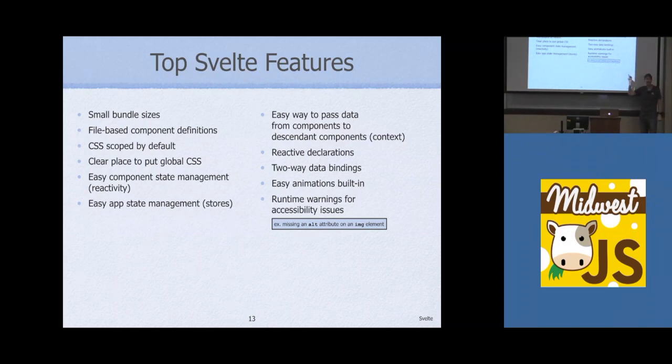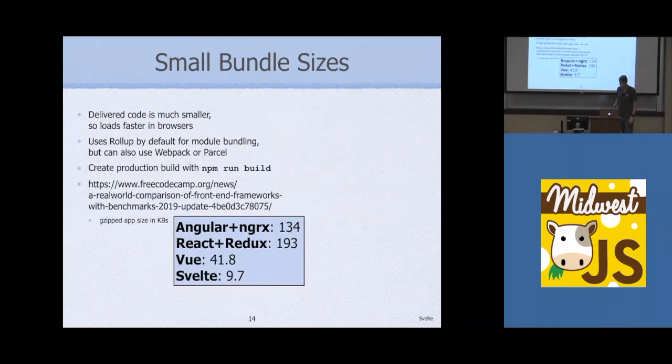We saw examples of reactive declarations. That's where I have a label named $ with a colon after it. Two-way data bindings so that I could tie a form element to some piece of state and they stay in sync. Very easy to add animations to my UI. We'll see an example of that. And then I get runtime warnings for accessibility issues. An example of that would be if I have an image tag and I forgot to give it an alt attribute, it'll tell me about that in the DevTools console.